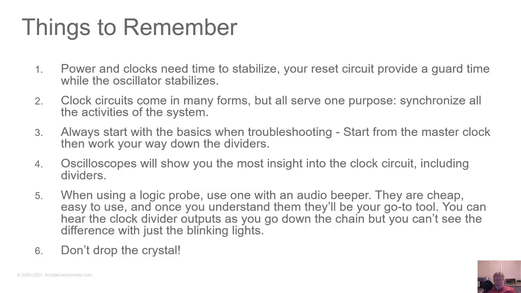And then start with the basics when troubleshooting. Look at your master clock and work your way down to your dividers. Don't start at the bottom and work your way to the top. Start at the top. And then if you have an oscilloscope, use it. It will give you the most information quickly on what's going on. And if you're using a logic probe, if you don't have one with the audio beep function, throw it in the drawer and order one with an audio beeper. Once you get to know how that works and you get a feel for it, it will be your go-to tool, as you can hear things and hear differences in the circuits as you go down that clock divider chain.